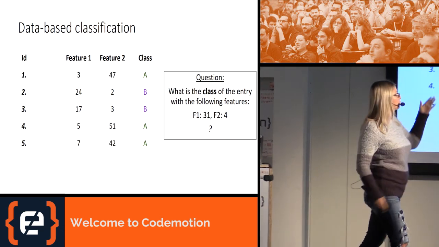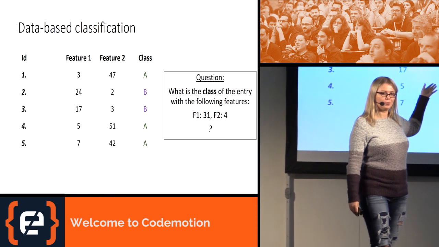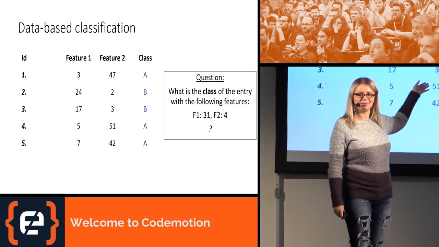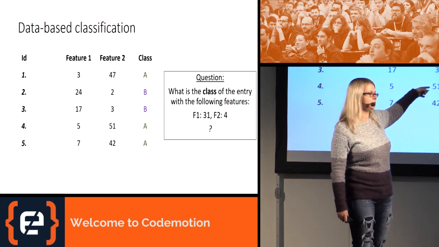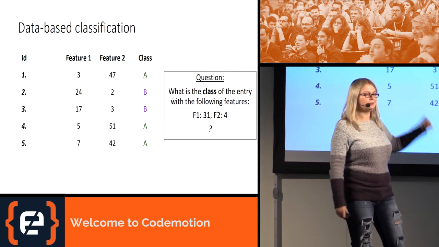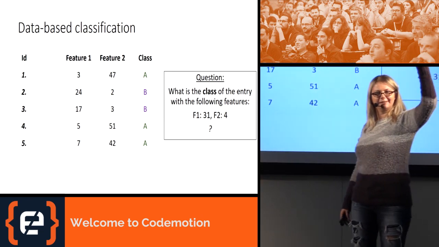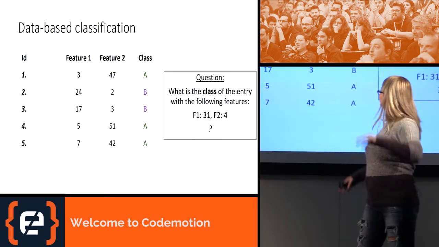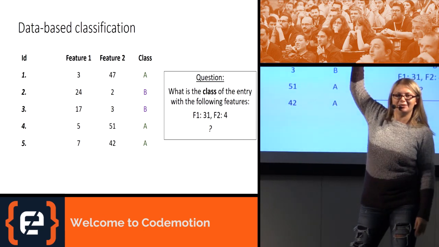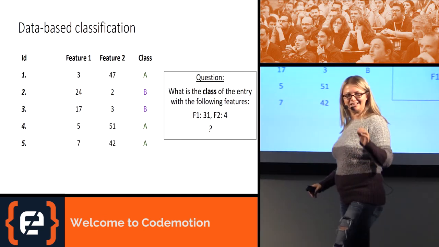Doesn't mean anything. So I have the question: which class, A or B, will you classify the new record? The new record has the feature 1 of 31 and feature 2 of 4. So is it a class A or is it a class B? You're very shy. It's class B.